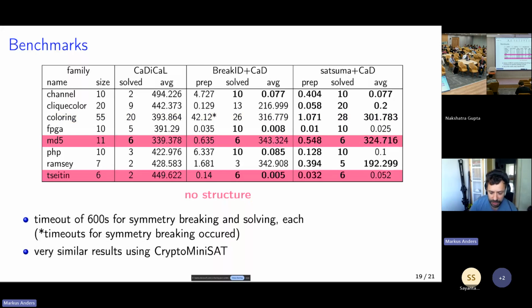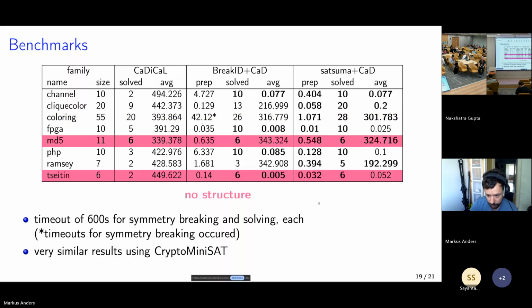Now, we've done the same benchmarks with Crypto Minisat, and the results are essentially the same. One thing you might have caught on to is that these pre-processing times for Satsuma are actually much faster. So there's a big improvement in the computational overhead of the tool. In particular, for these graph coloring instances, there are two that just time out for Breakit after 10 minutes, and Satsuma averages 1 second on these graphs.